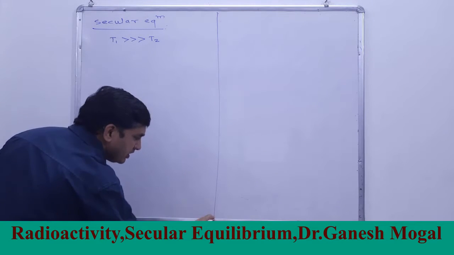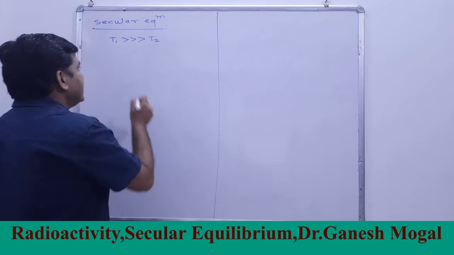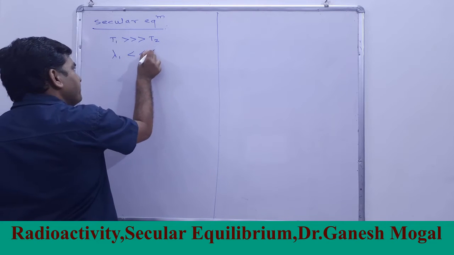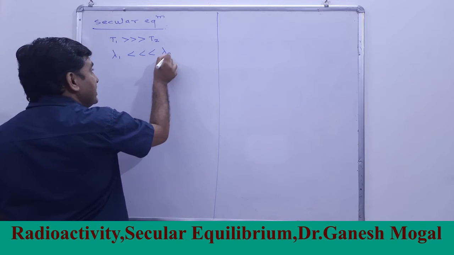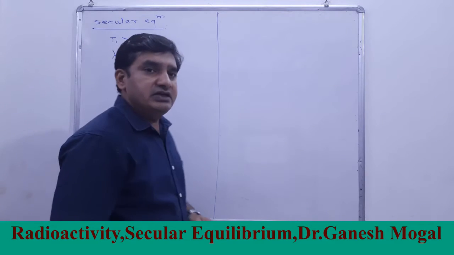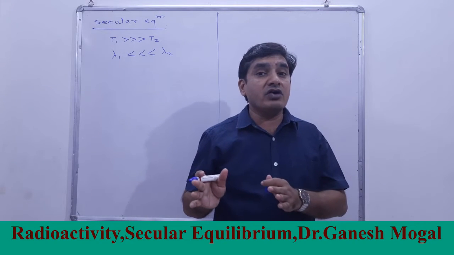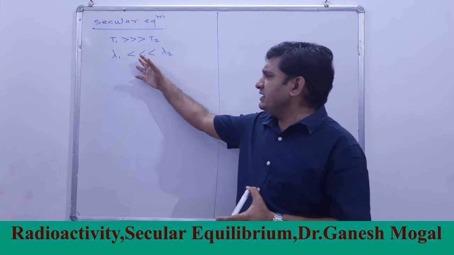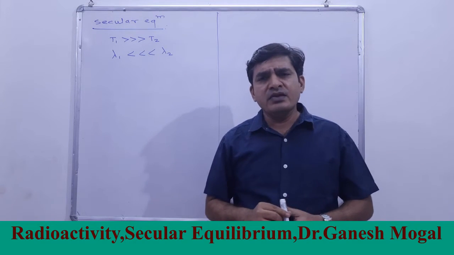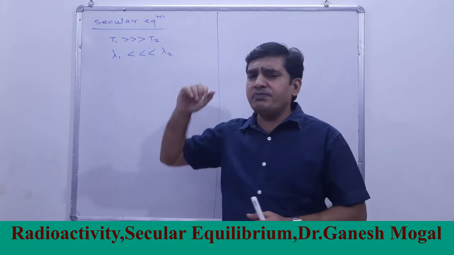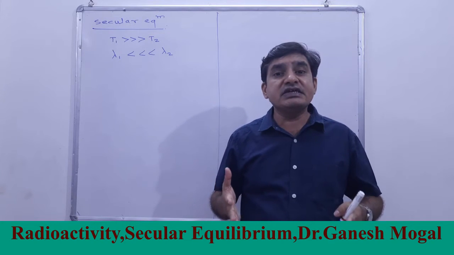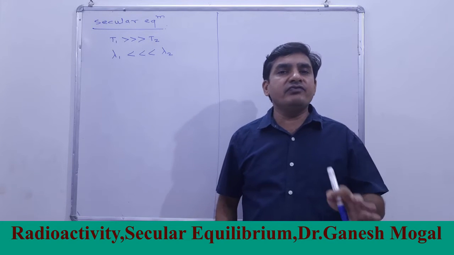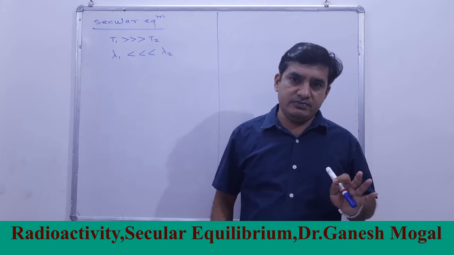Also, we can say that the decay constant for a parent is very much less than the decay constant for a daughter. This represents that the decay process is carried out over a very long time for the parent atom.